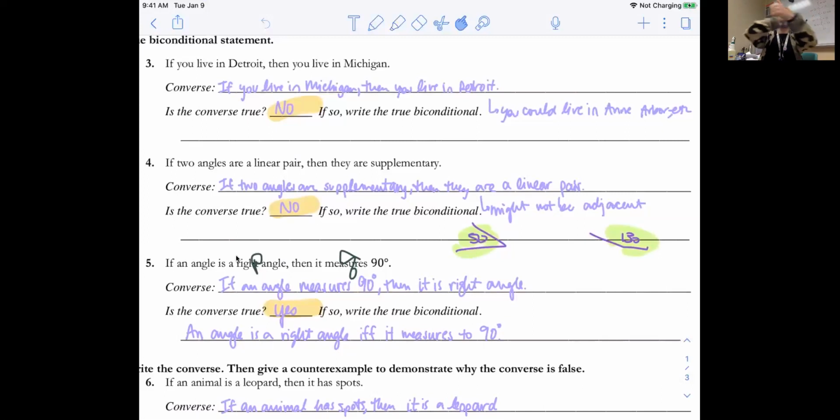Both P then Q and Q then P. So I wrote a biconditional. Remember to go back to the beginning and write it from here. An angle is a right angle if and only if it measures 90. Any questions on 1 through 5?